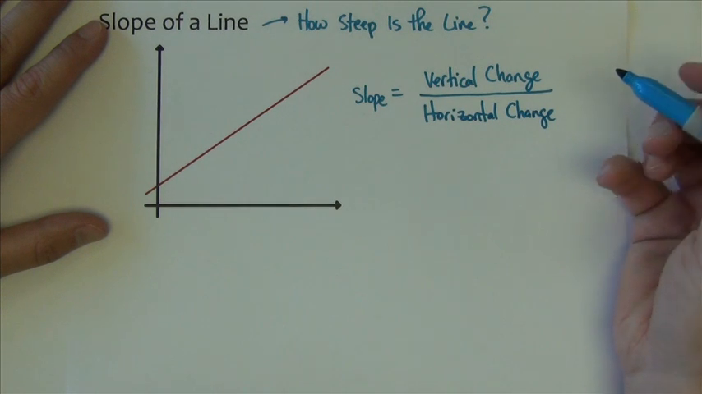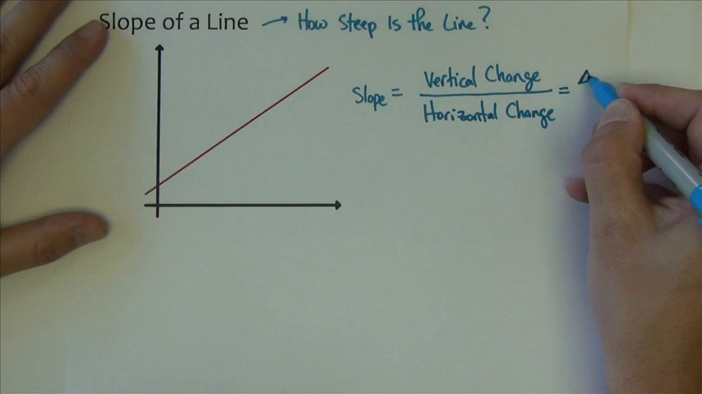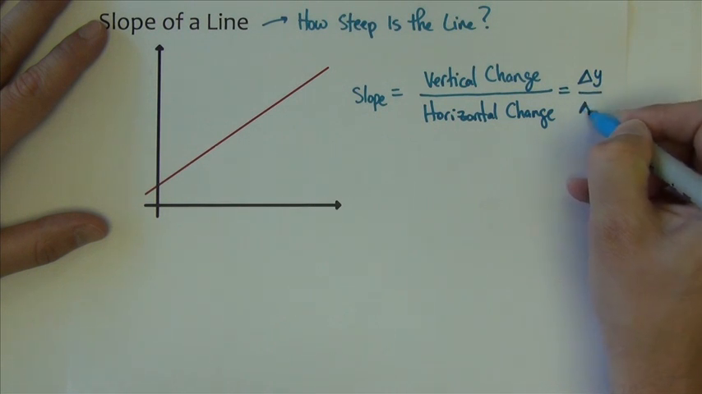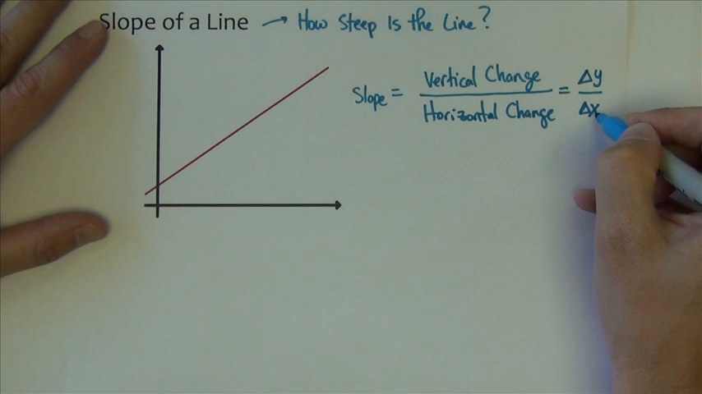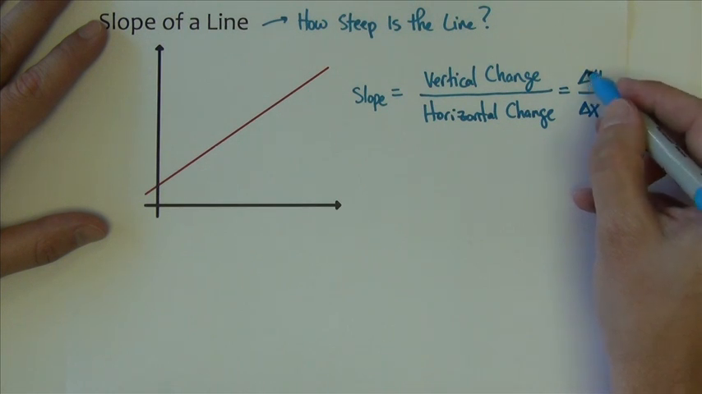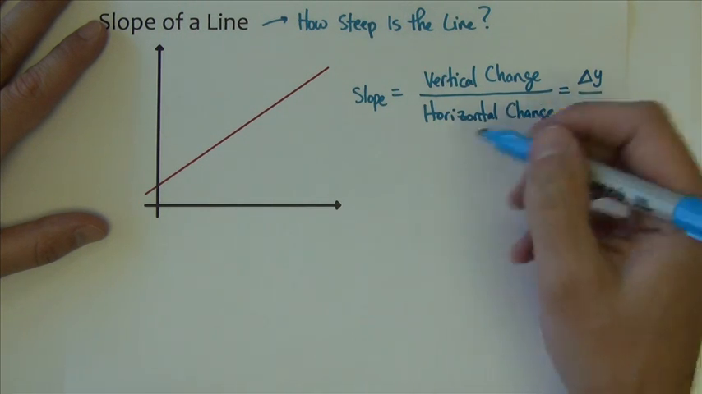You may already know that. You may have actually even seen it described this way. Since the y-axis is vertical and the x-axis is horizontal, and the Greek symbol delta means change, this means change in y divided by change in x. So how do we do that?